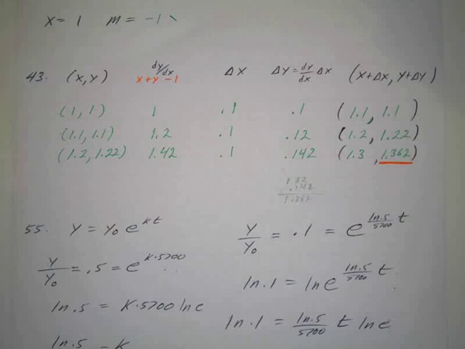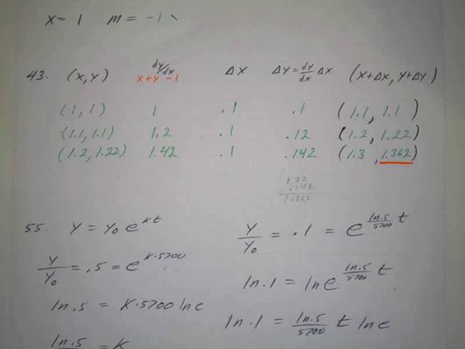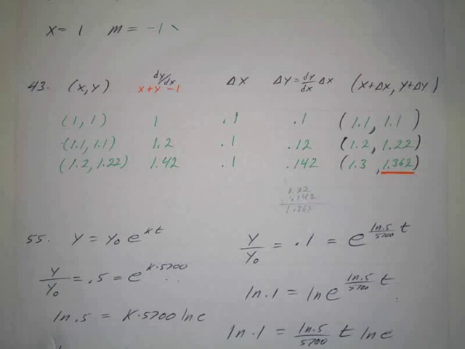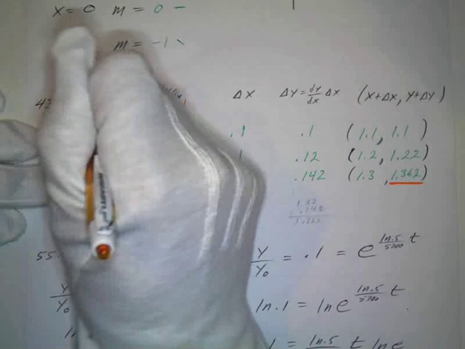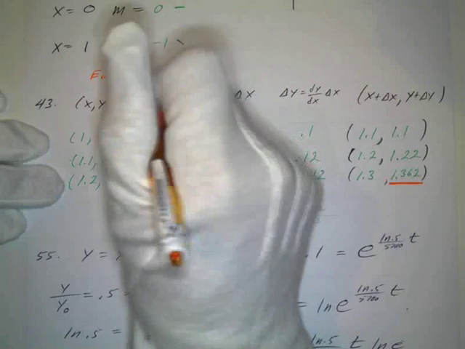Okay, so it's just a real nice procedure to find an approximation for a solution to a differential equation when we just have the differential equation, the rate of change. Okay, that's Euler's method.